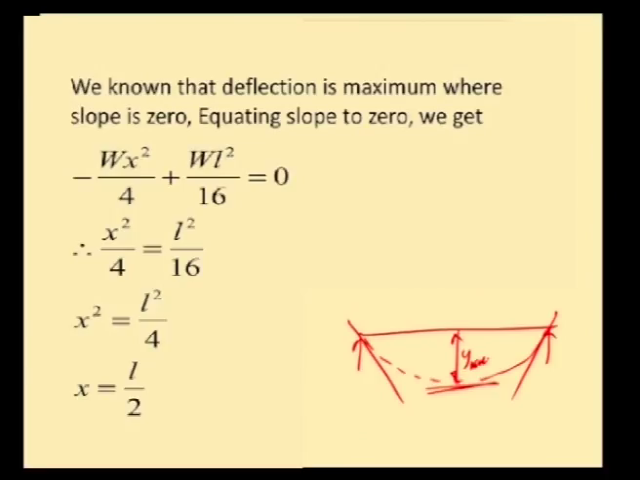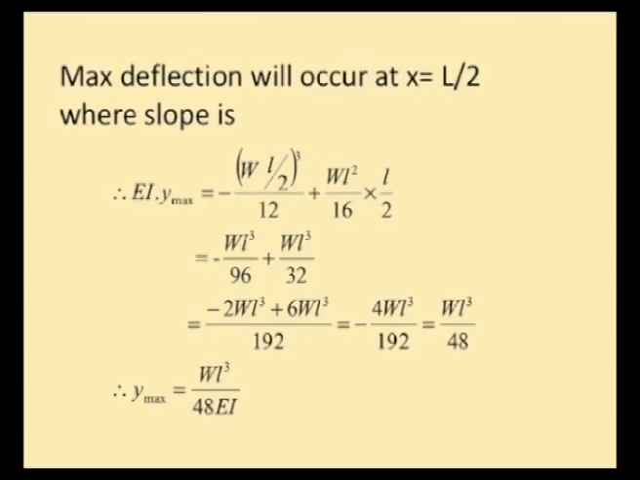So, if you substitute the value of x equal to L by 2 in the deflection equation up to the dotted line, you will get the value of maximum deflection. So, maximum deflection will occur at x equal to L by 2 where slope is 0. Substituting this value we get maximum deflection as W L cube by 48 E I. So, this is a standard case.